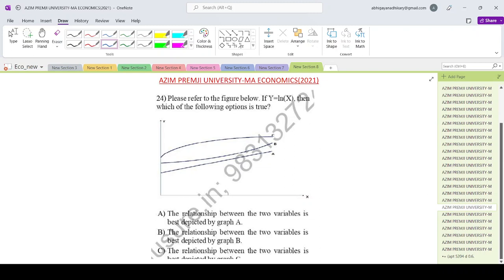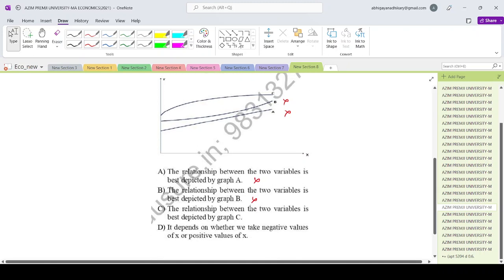the relation between the two variables is best depicted by graph A, which is wrong because it's a linear graph and log is not a linear transformation. Option B, the relationship between two variables is depicted by B. B is again not the case because it's convex, and log is not.